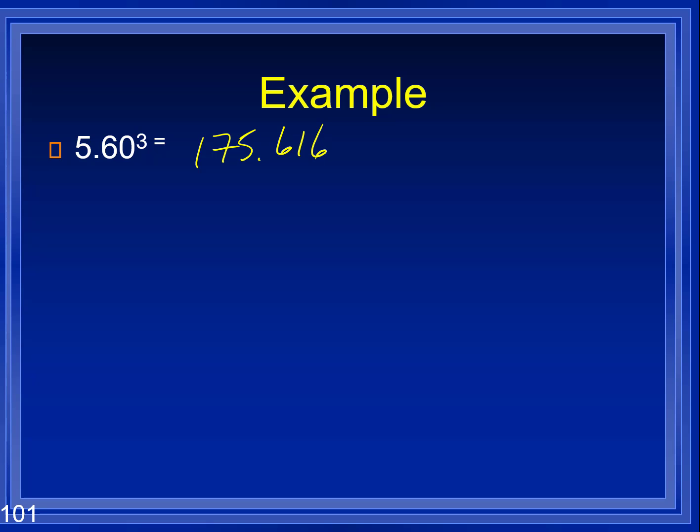Okay. How many sig figs can I have in my answer? Well, the 5.60 has 3. And what I did was 3 sig figs times 3 sig figs times 3 sig figs gives me 3 sig figs in my answer. So the third sig fig is the 5. Behind that 5, there's a 6. So that's 176. Anything different there?